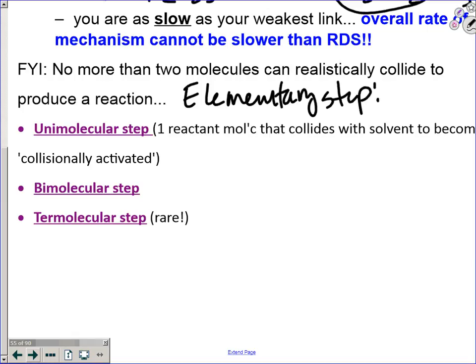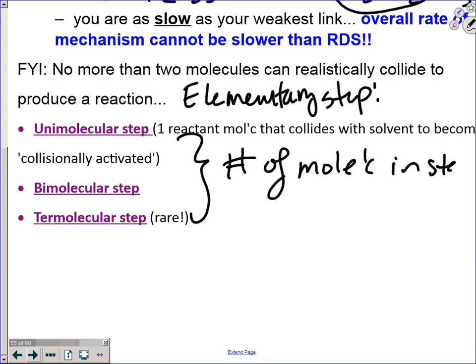we will call each elementary step differently based on the number of reactant molecules there are in each step. So if there's only one reactant, we would call it a unimolecular step. If there are two reactants, we would call it a bimolecular step. And if there's three reactants, termolecular. And these are just the number of molecules in a step.